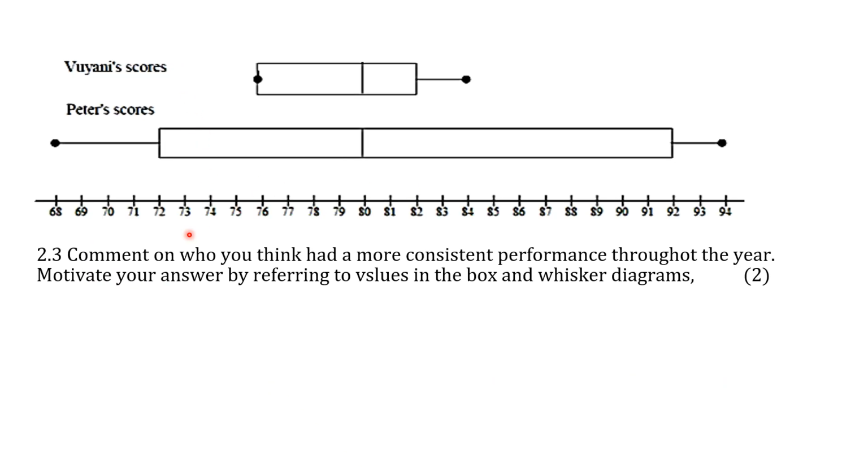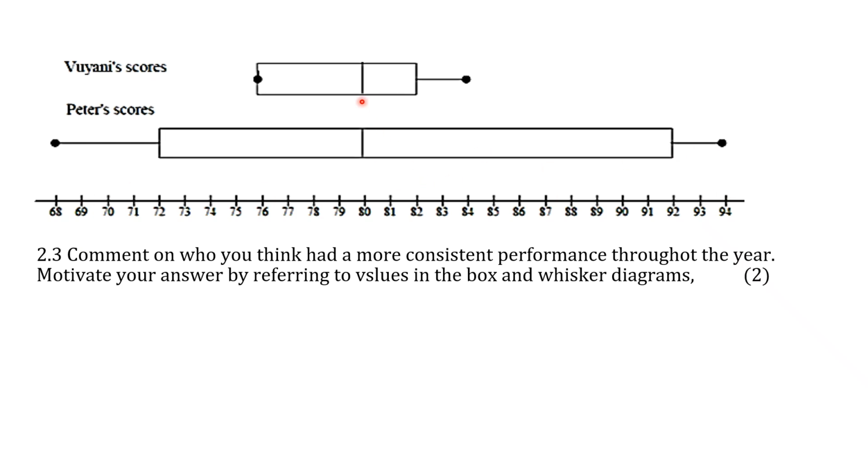Comment on who you think had a more consistent performance throughout the year. Motivate your answer by referring to values in a box and whisker diagram. Right, so if we look here, Peter had the lowest of 68, the highest of 94. So he's got some serious mood swings, this guy. Some days he doesn't want to study. Other days he's very clued up. His middle is at 80%. So he's very smart, this boy. When he wants to show off, then he scores 94. Right? So that's quite a big gap.